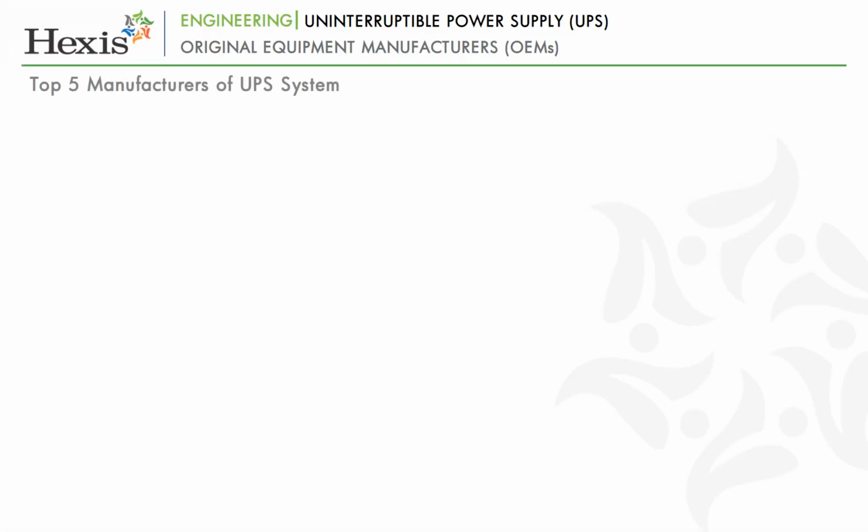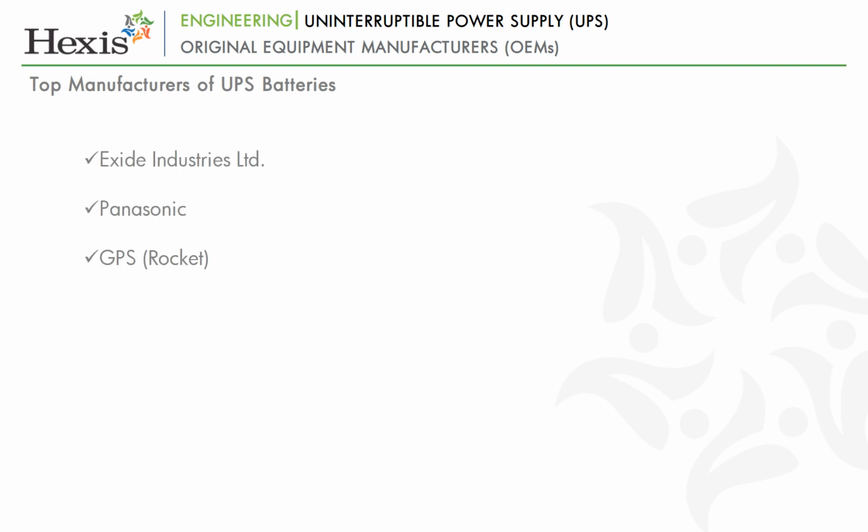You must be wondering which companies in India manufacture UPS systems and batteries. Let's have a look. The top 5 manufacturers of UPS systems are Schneider Electric, Emerson, Vertiv, Eaton, Socomec Numeric. The top manufacturers of UPS batteries are Exide Industries Limited, Panasonic, GPS Rocket, C&D, Yuasa.